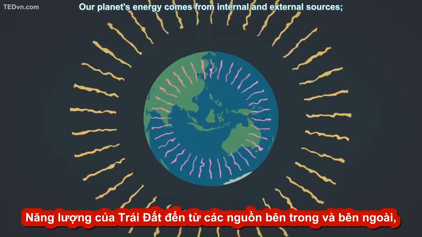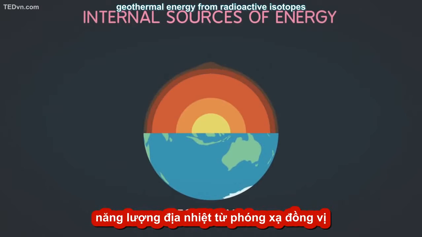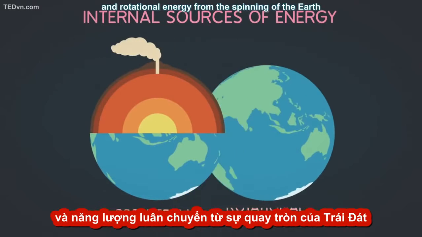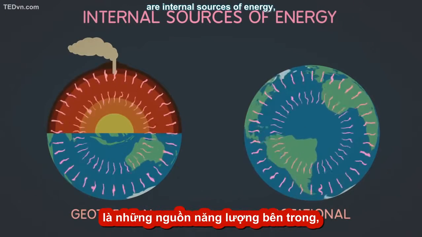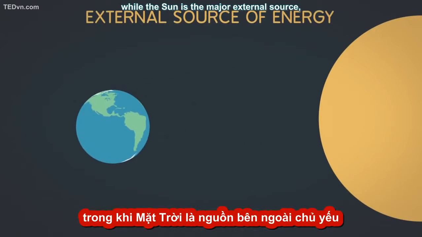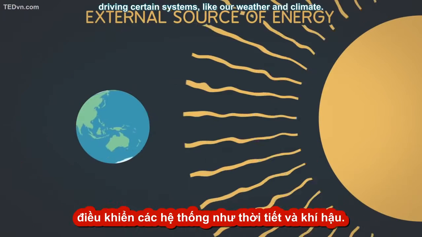Our planet's energy comes from internal and external sources. Geothermal energy from radioactive isotopes and rotational energy from the spinning of the Earth are internal sources of energy, while the sun is the major external source, driving certain systems like our weather and climate.